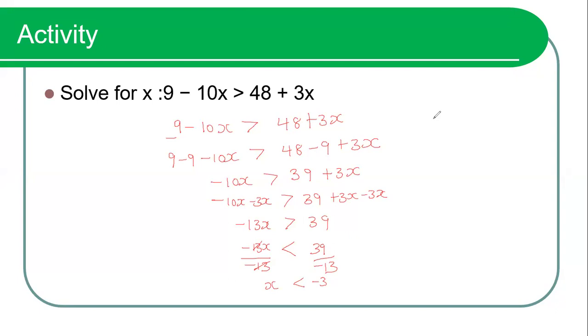Yes, I was asking about that 3x. Why did we change it to a negative when it's moving to the negative 10x? You're saying that 3x, why did we change it to a negative? Why did we subtract when we're moving to 10x? Why did we subtract?